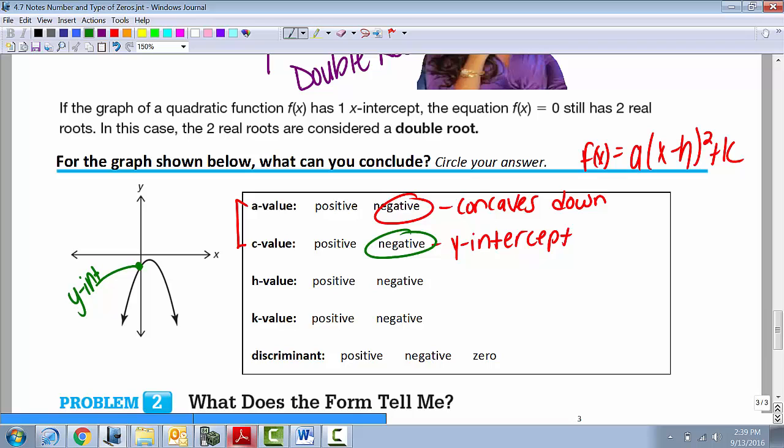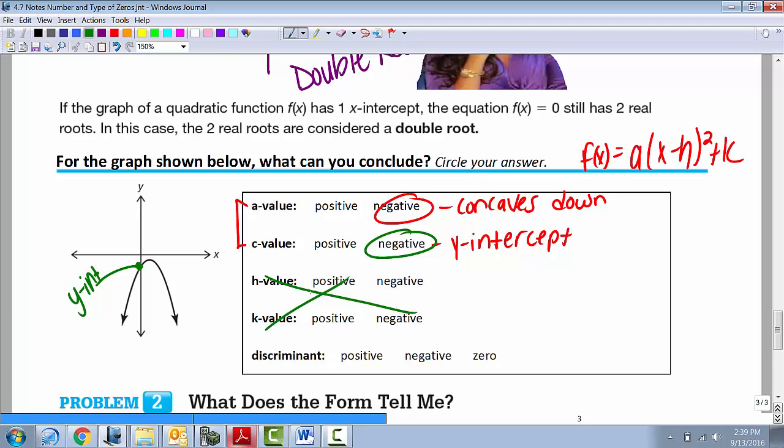I'm not worried about h and k, so you can cross that out. Don't really care about them. However, for a prize, you have to raise your hand. If you don't, then no one gets it, so don't ruin it for everyone. Okay? Is my discriminant going to be positive, negative, or 0? You can look back at your chart.